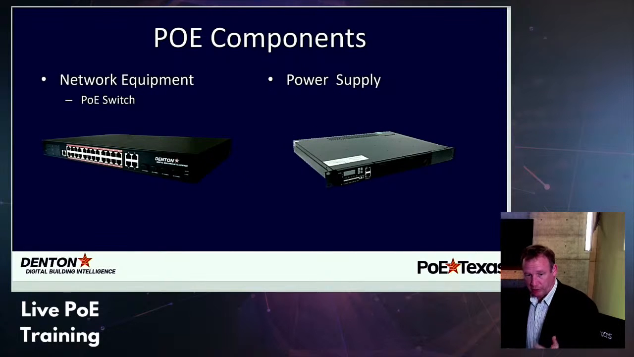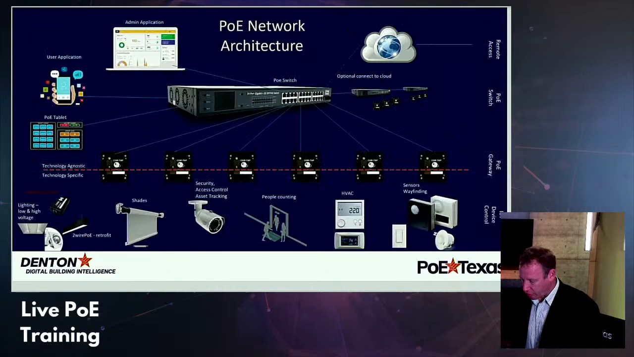We talked about the network switch earlier. This is an example of a DC powered network switch that we have that would connect up to a power supply. This is an example of a 3,000 watt redundant power supply. How does it all network together? We've got a network switch, the gateway, and then all of the IoT devices.